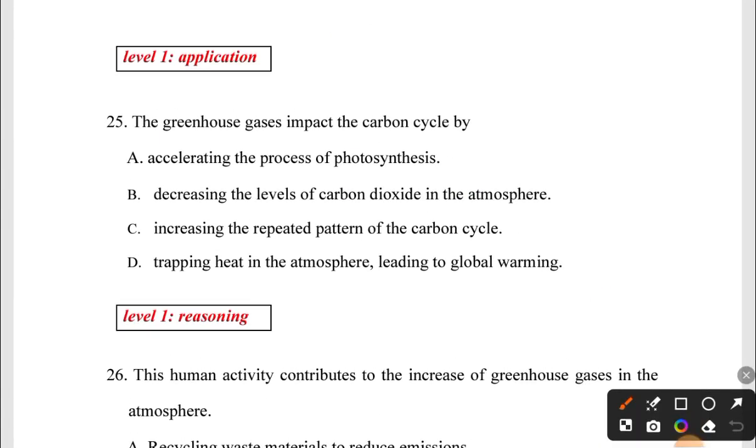Question 25. The greenhouse gases impact the carbon cycle by A, accelerating the process of photosynthesis, B, decreasing the levels of carbon dioxide in the atmosphere, C, increasing the repeated pattern of the carbon cycle, D, trapping heat in the atmosphere leading to global warming. The answer to question 25 is D, trapping heat in the atmosphere leading to global warming.